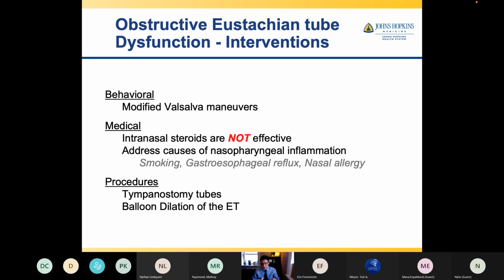If you don't do that modified part, you can always force enough pressure to blow up towards the middle ear space. But the pressure gradient may become too high and you can actually cause some damage.